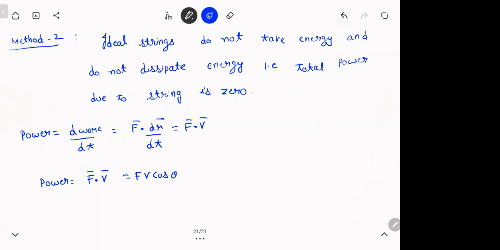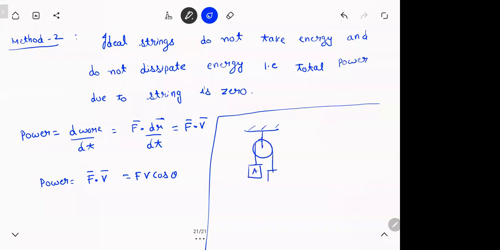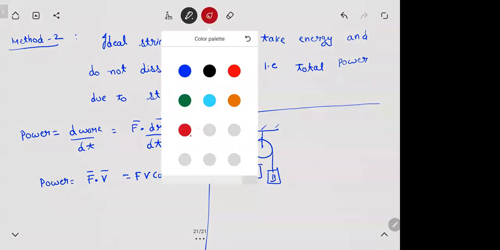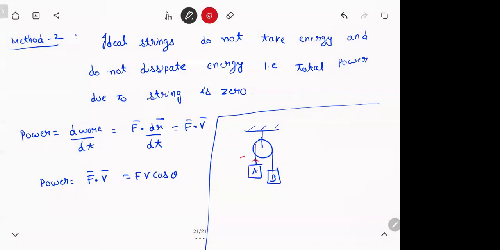Okay. So great. So how do we use this thing? Example. We have a pulley. We'll take the first example, A and B. When you use this method, listen what to do. First, draw the FBD. Tension, tension. Let A go up with VA. Let B go down with VB.